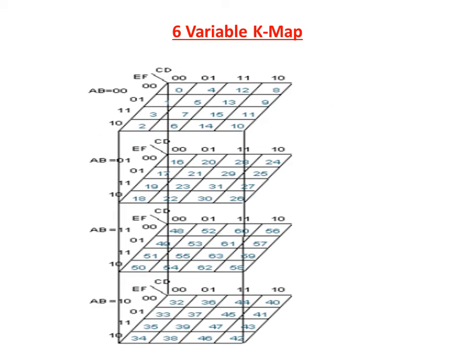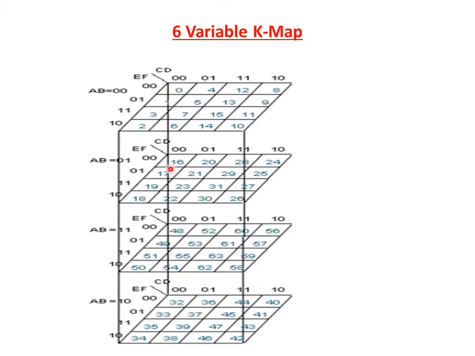This is the 6 variable K map. Now we are assuming the 4 K maps overlap each other, that is, the 4 variable K maps of the 6 variable K map are parallel to each other. So now we will see the adjacency.